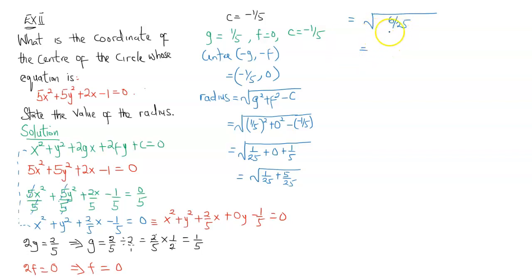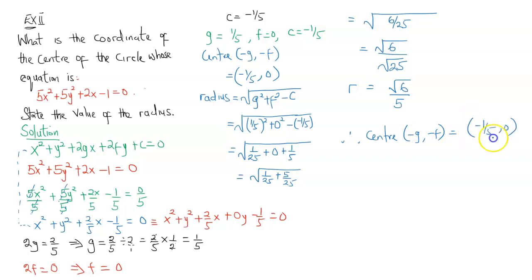Now from the rules of surds, the root of a quotient is the quotient of the individual surds. So here I can split the square roots, so this is going to be root 6 over root 25. 6 cannot be simplified beyond this, so this is just going to be root 6, but root 25 is 5. So this is R. Therefore, in conclusion, the center of the circle is negative 1 over 5, 0, and its radius is 1 over 5 square root of 6.